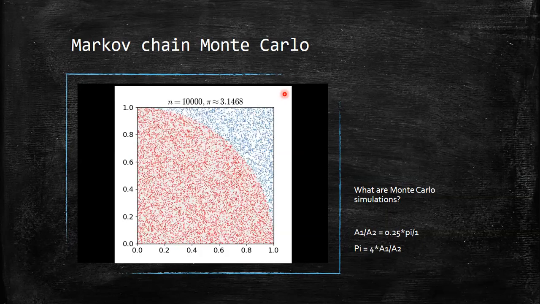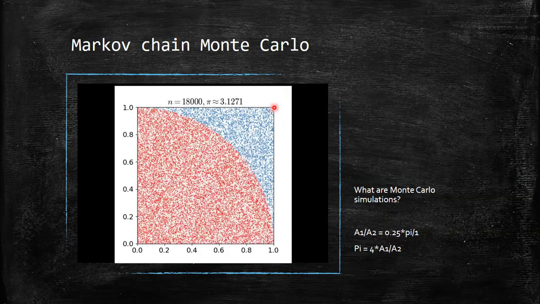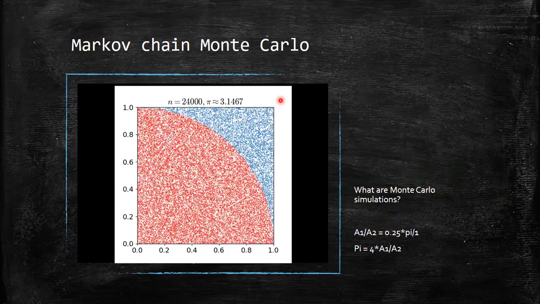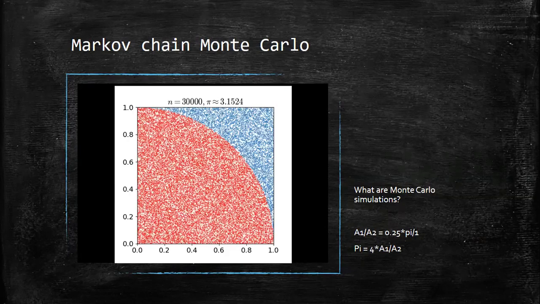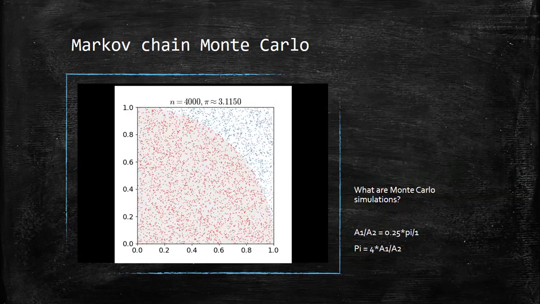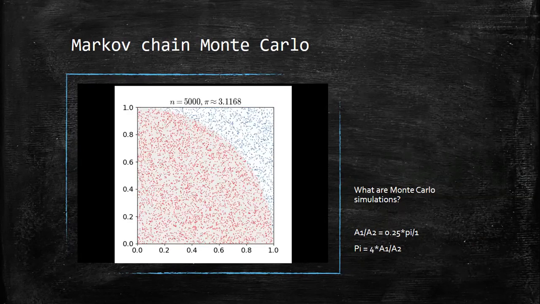So is this clear so far, the Monte Carlo simulations and the Markov chains? It's clear. I just have a quick question. What assumptions do you have to make in order to use the Markov chain Monte Carlo?